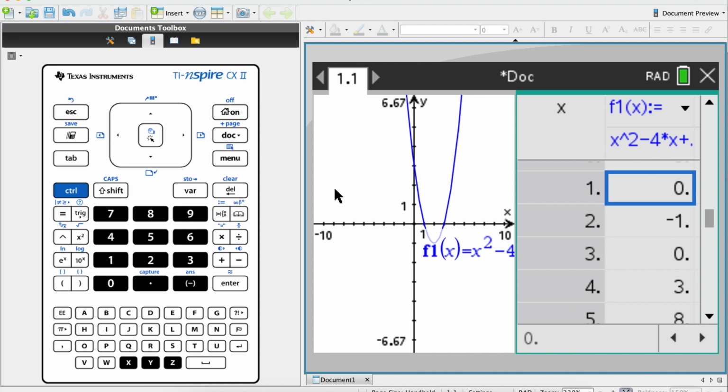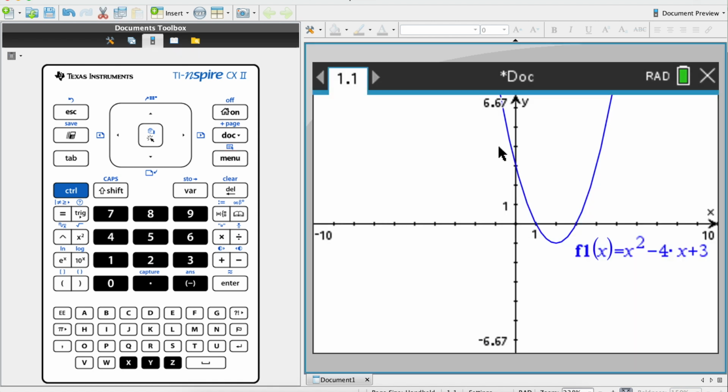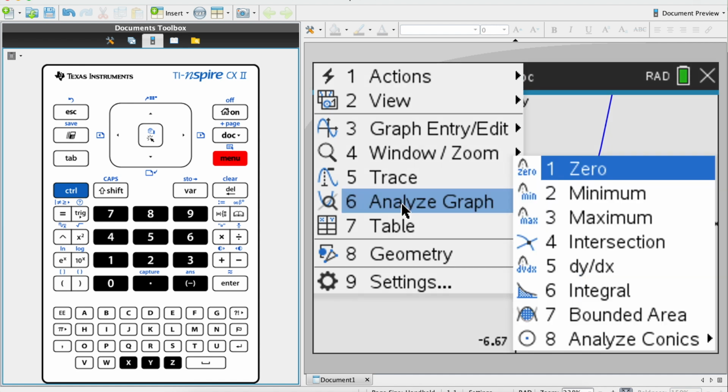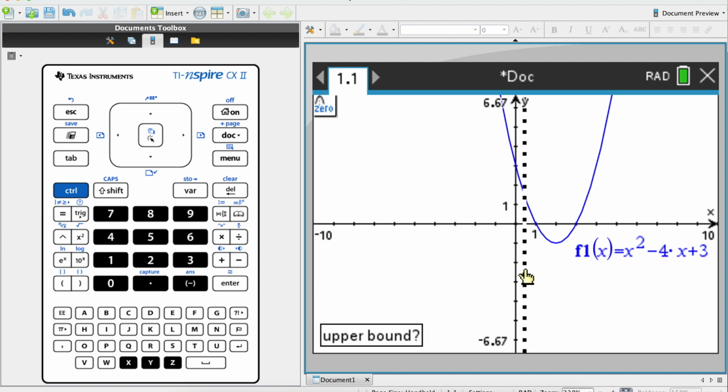So that's one way. If you want to get rid of that table, you can hit menu and then remove the table. The other way you can analyze this is go to menu and 6, which is analyze graph, and then we have all these options. Now remember, we're finding the solutions, but that's also finding the zeros. So when you find the zeros, if you look down here, it says lower bound. That means you want to be to the left of whatever you're looking at. So lower bound, and then I click, and it changes to upper bound, which means I want to be to the right. And you highlight and look, you get your solution here.